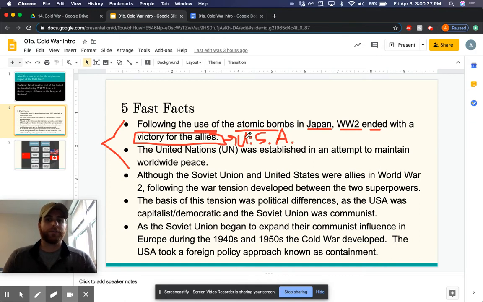Following the surrender of Japan, we see that peace efforts are made to try to not just fix things in the short term, but in the long term as well. So we see the creation of the United Nations, established to attempt to maintain worldwide peace. We made that connection to the League of Nations after World War I. That was a failure. The U.S. failed to join that. The U.S. was scared of those long-lasting alliances. The UN is different. The U.S. chooses to join this post-World War II.